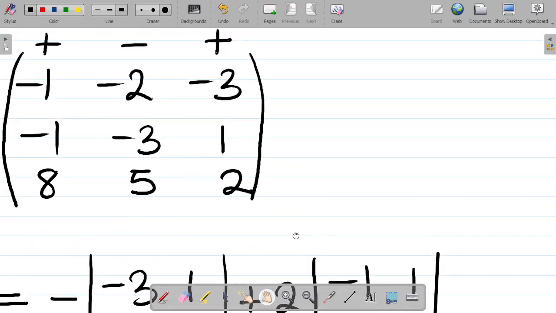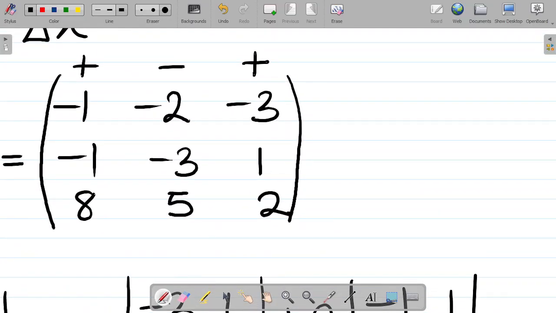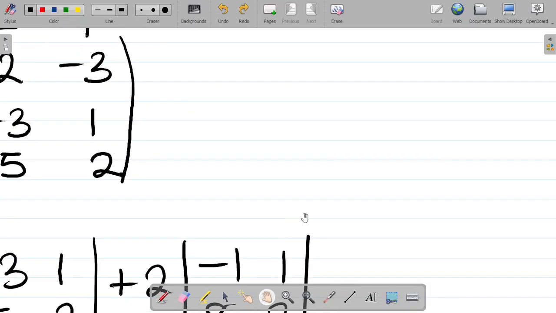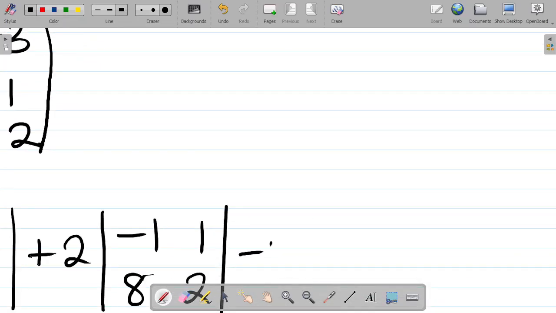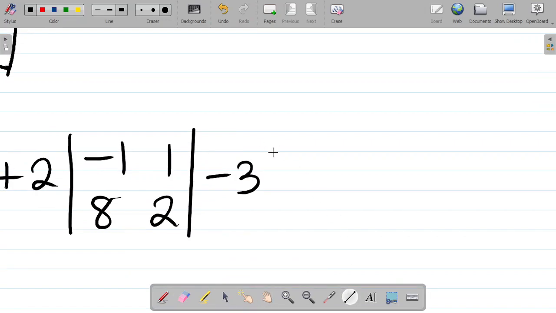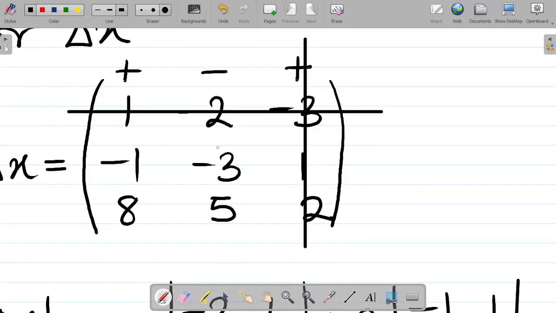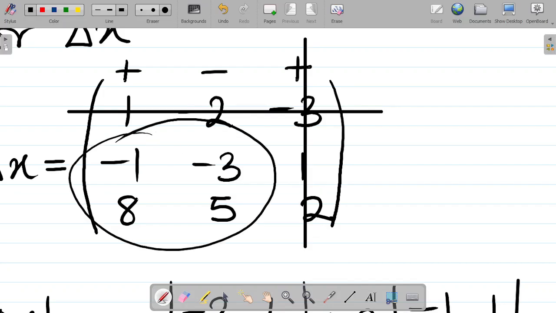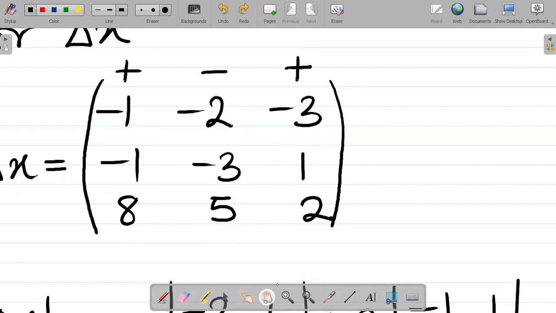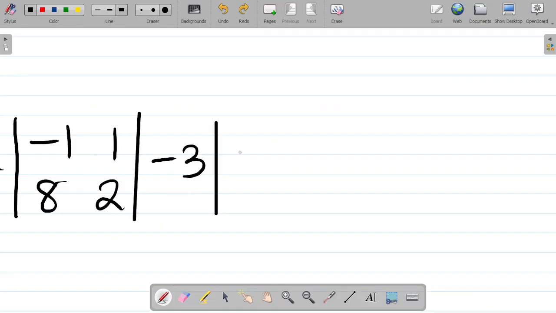Okay, what's next in there? Next in there is this plus minus 3. Plus minus is minus, so it becomes minus 3. So having minus 3 into, for this one here, let me open this first. Let's close the row and column for minus 3. If I close the row of minus 3 and the column of minus 3, you can see that I have minus 1, minus 3, 8, 5. So let me take that down. This is minus 1, minus 3, 8, and then 5. I have this.